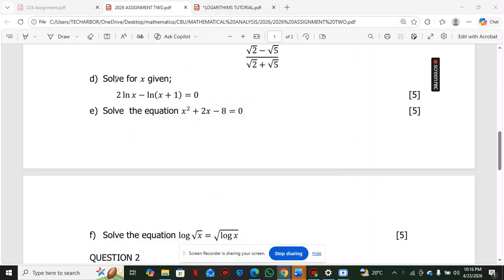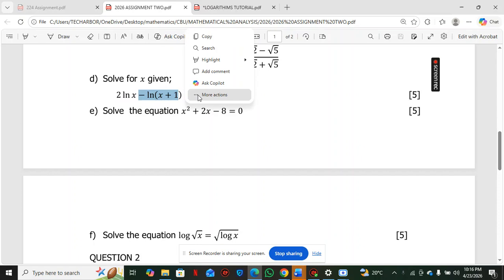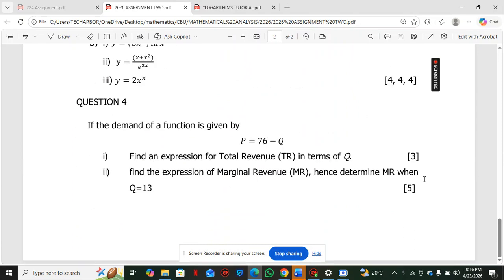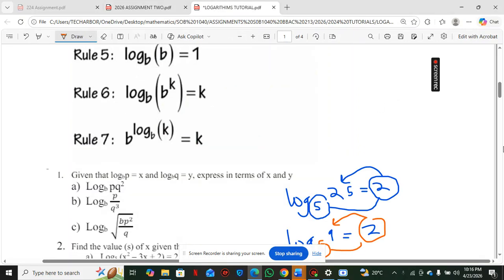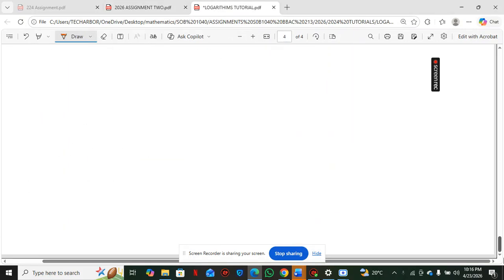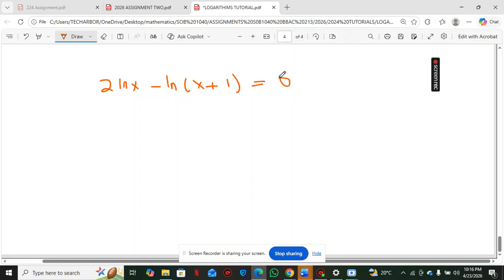Okay, so we have this question here. They're saying solve for x given that 2 natural log of x minus natural log of x plus 1 equals 0. All right, so let me put it here. 2 natural log of x minus natural log of x plus 1 equals 0. We have to solve for x.